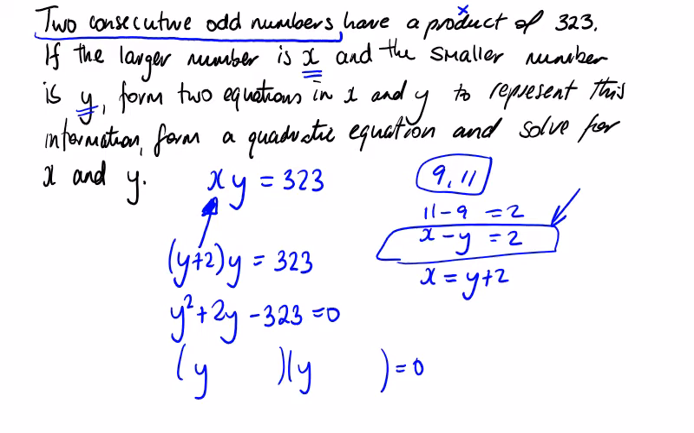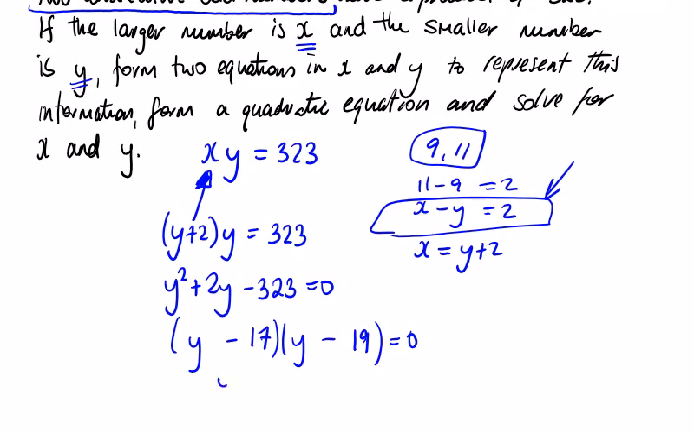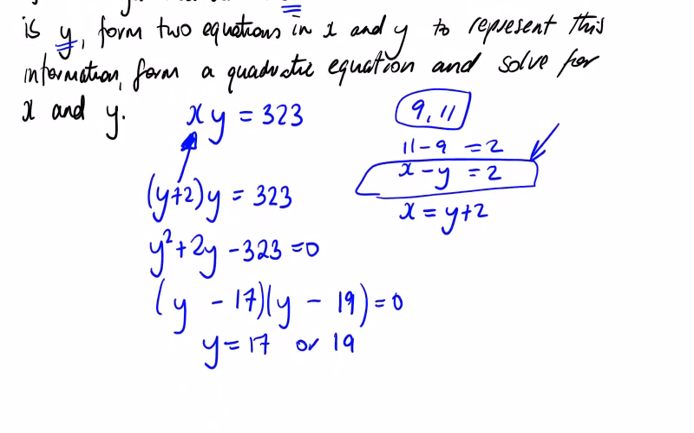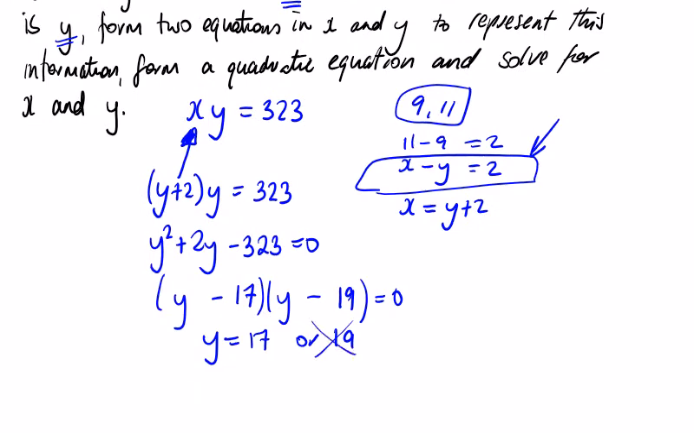And you'll see that 7 nines are 63, so it has to end in a 3. So in fact, it is 19 and 17 that multiply to give 323. So y is equal to 17 or 19. But we're told that the larger number is x, so y is equal to 17 and x is equal to 19.